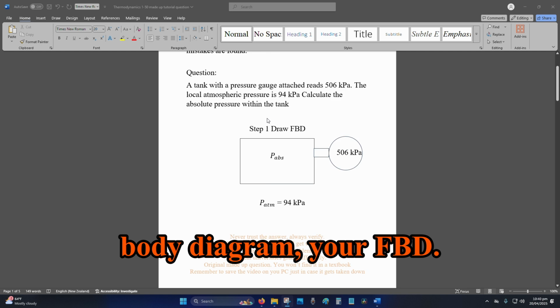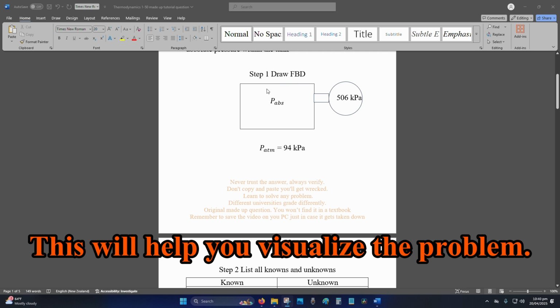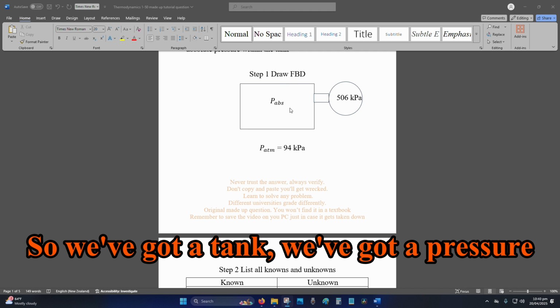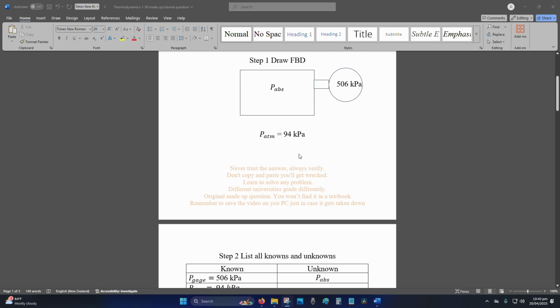Step 1, draw your free body diagram, your FBD. This will help you visualize the problem. So we've got a tank, we've got a pressure gauge, and we've got the atmospheric pressure.